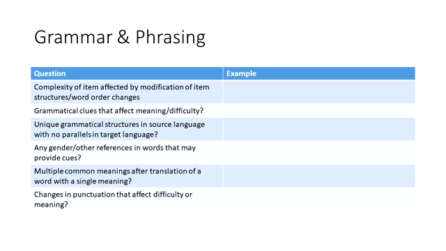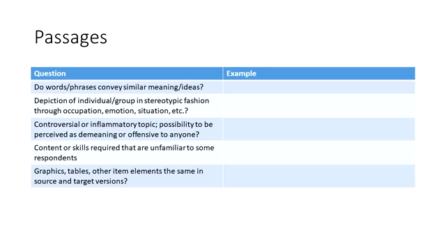Also, punctuation, commas, for example. English is relatively comma-free. Other languages, for example, like German again, or Russian, are very specific about where you put a comma, and where you put a comma can completely change the meaning. Right? So again, something to think about. Looking at whole passages, you have to think about, do words and phrases convey similar meanings. You have to think about stereotypes.